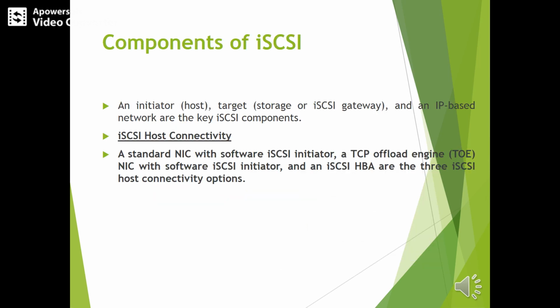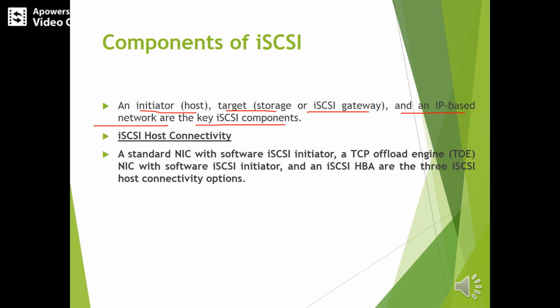Components of iSCSI. The major components are the initiator, that means the host, the target, which is the storage or iSCSI gateway, and an IP based network. These are the key iSCSI components. So within an iSCSI implementation, the host, the target device, which may be either storage or an iSCSI gateway, and an IP based network are the key components of iSCSI communication.